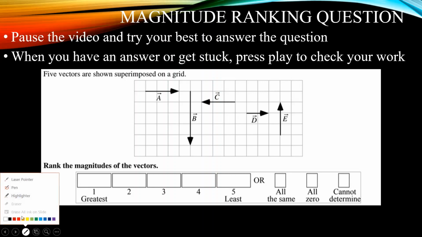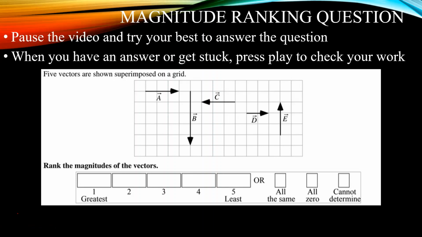All right, so hopefully you were able to get this one right. On the grid, the important thing to remember is that the length of the vector tells you about the magnitude. So what I would do is I would just look at this problem and count the magnitudes of each vector. So vector A has a magnitude of 3. And remember, the magnitude is just the length. The magnitude and the direction are separate. The magnitude is the length, the direction is which way it's pointing.